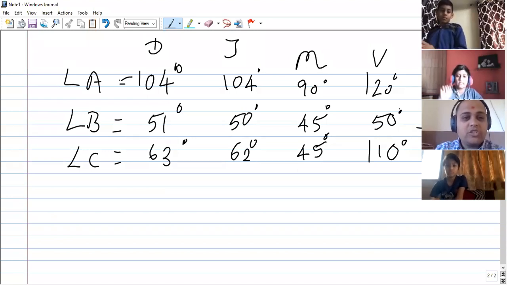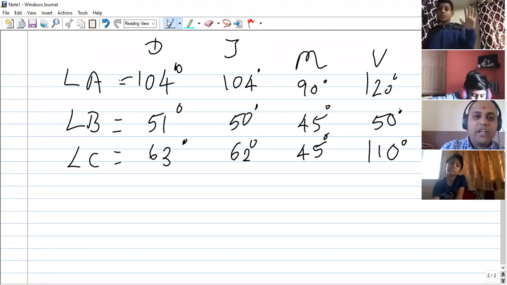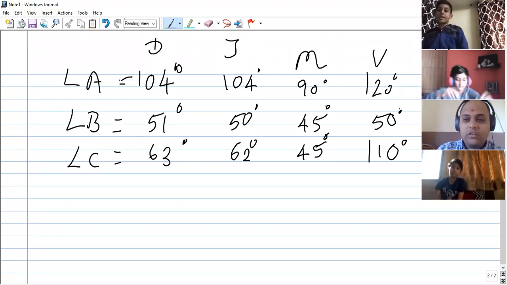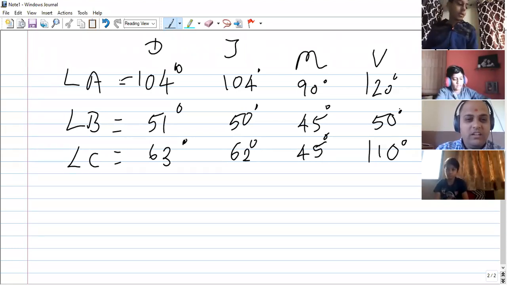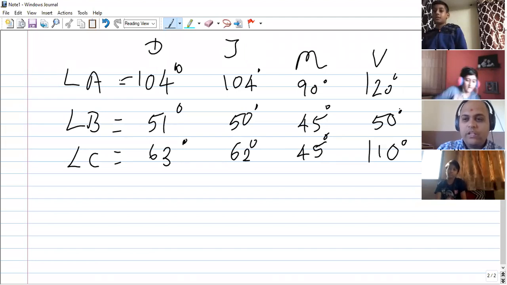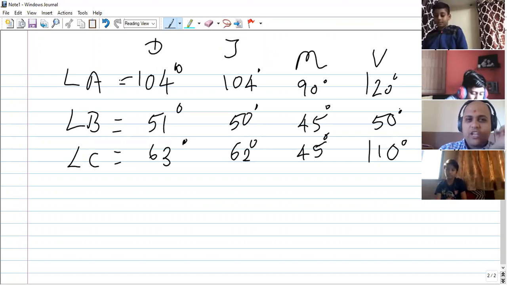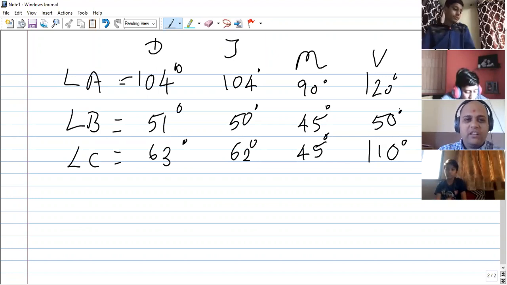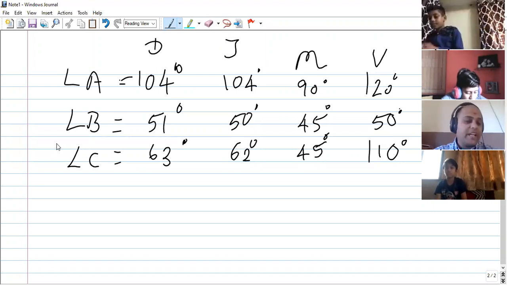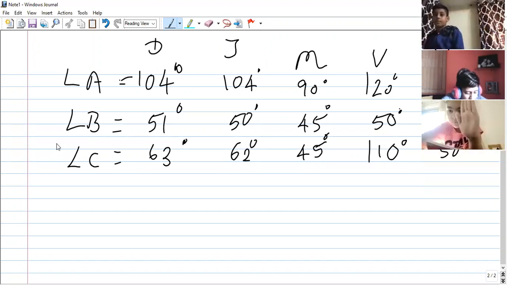Yes, Yug Patel, tell me. Sir, angle A is 80 degrees. Okay. Angle B is 50 degrees. Okay. And angle C is 120 degrees. No, it cannot be 120. Check again. Your angle B needs to be checked again. You are checking on the outside of the triangle, not that one. We don't want that one.